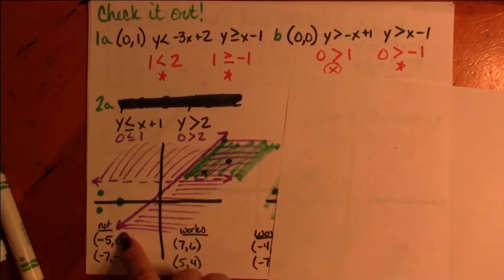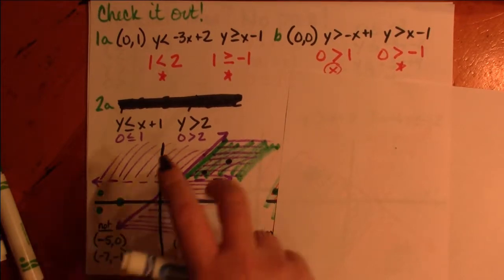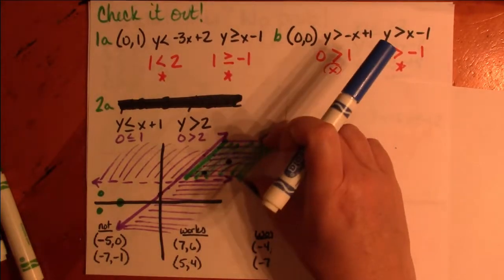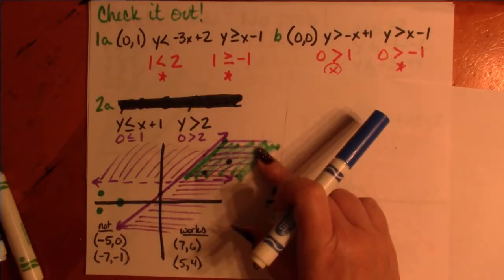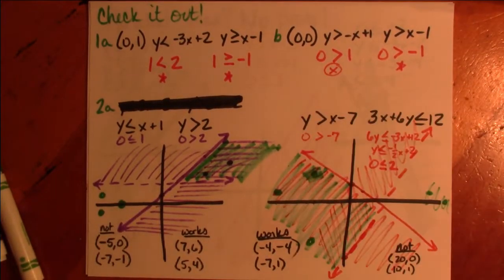So I graphed both of the inequality lines and I found the regions, and this is where they overlap here. So I found 2 that work, and you can find any 2 that are in this section, and then I found 2 over here that do not work.